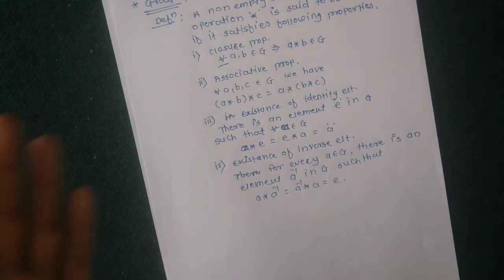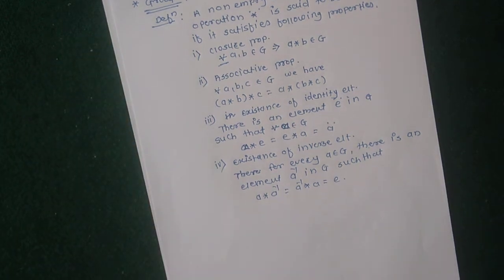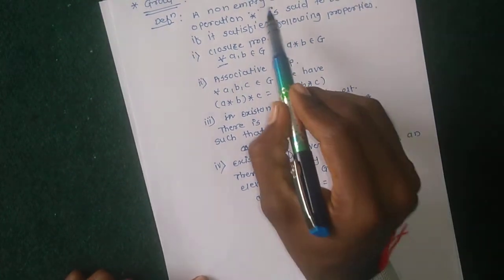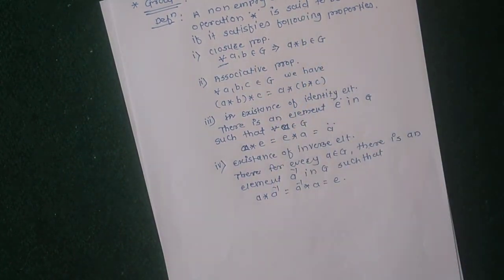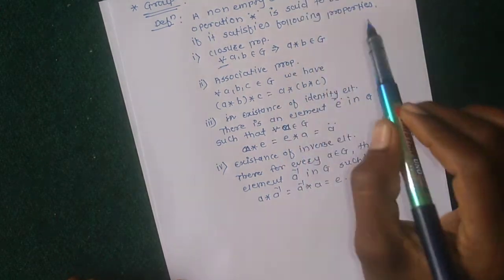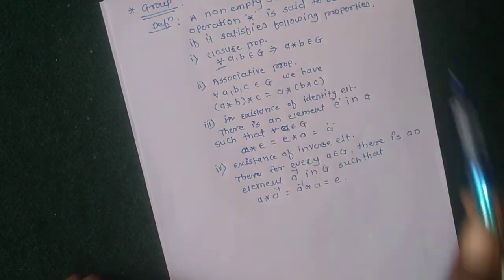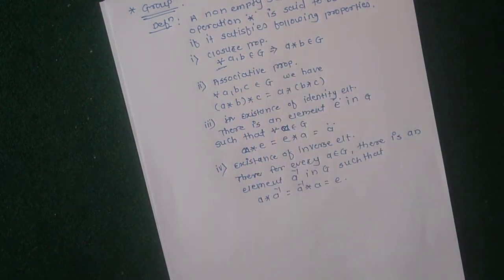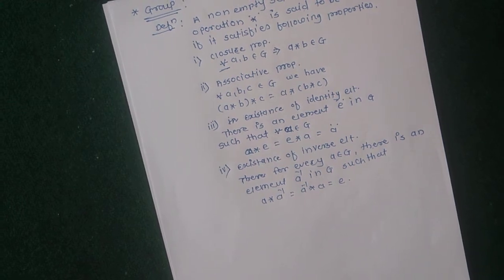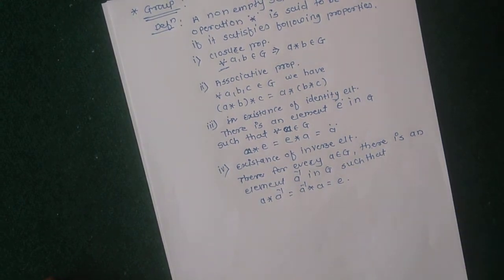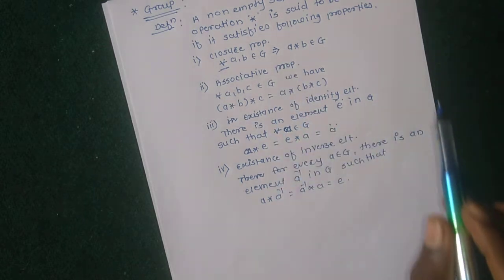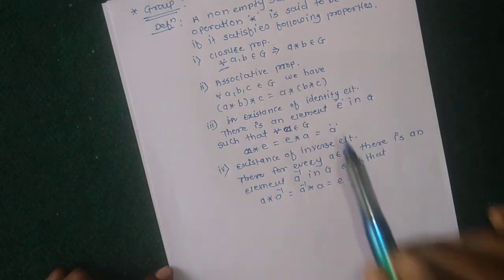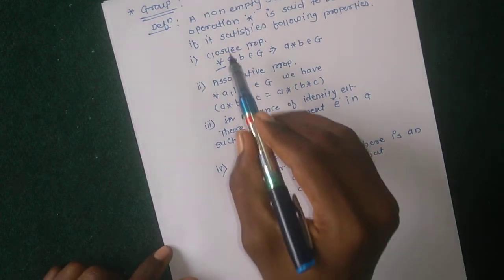Now, how to show a given set is a group? Okay, there are 4 properties. One, a non-empty set, meaning the given set has at least one element. There can also be infinitely many elements, but at least one element exists in that set, with a binary operation star. Star is a notation of a binary operation, meaning addition, multiplication, division, or subtraction. Star is any operation depending on that set. Here star is only a notation on that set, and we must satisfy these 4 properties.